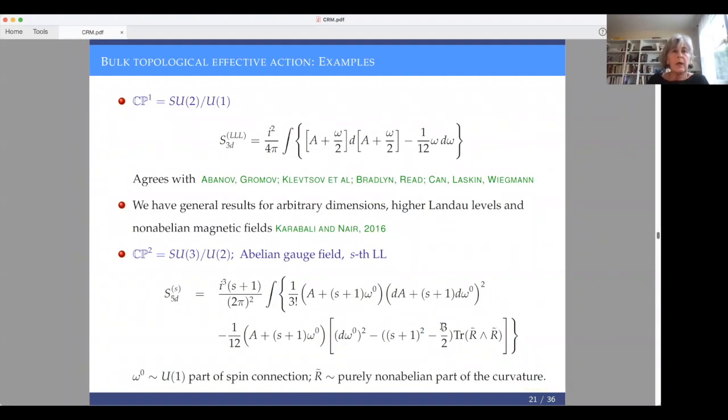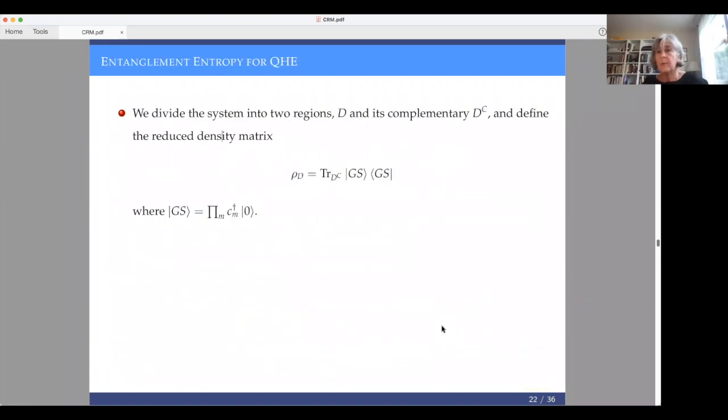So now I want to turn to the second part of my talk, which is about entanglement entropy. As I said, many of you are experts on this, so I won't go over too many details. So in order to find... are there any questions so far? Maybe I'm going too fast.